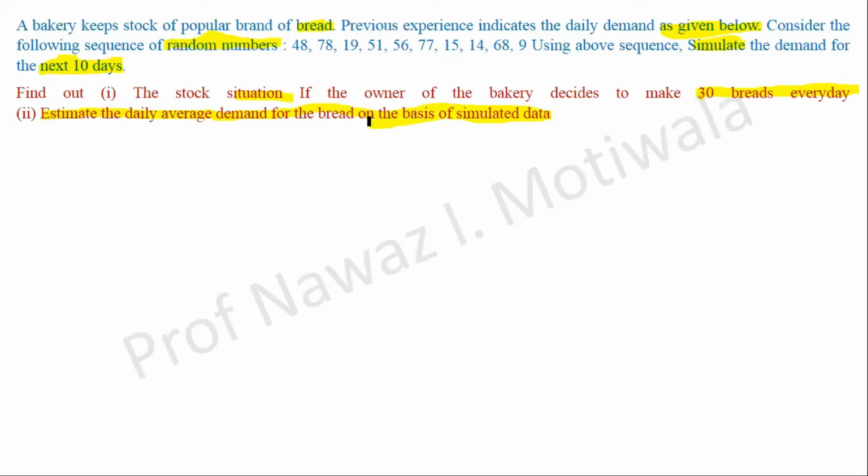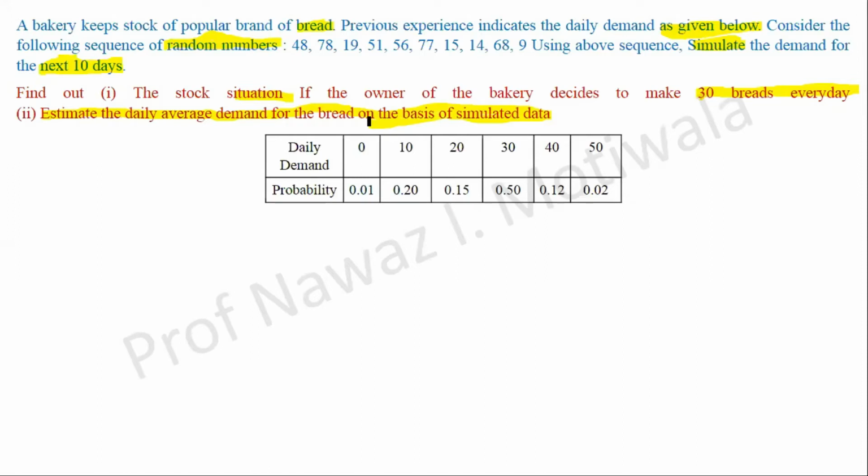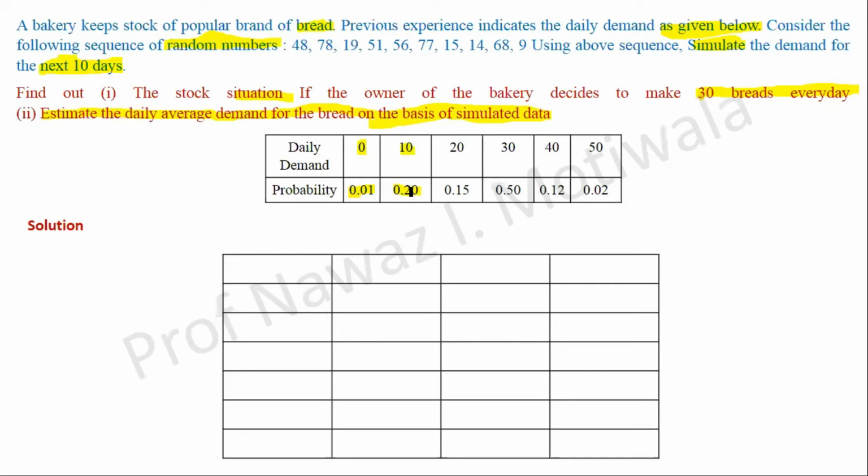Okay, so let us proceed further to the first step. As we said, the first step will be to make the range table. And how to make that? This is the question given. For daily demand, the demand is 0 with probability 0.01. The demand on that particular day being 10 breads has probability 0.2, and so on. So with this particular data given and the random numbers given, we have to find out the simulation for the next 10 days. Starting with the first table, that is the range table.